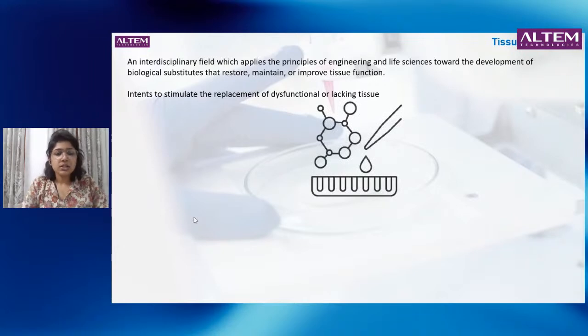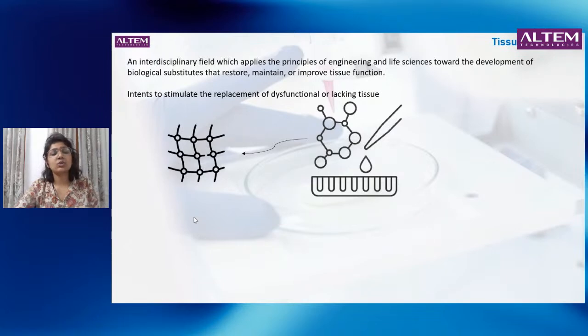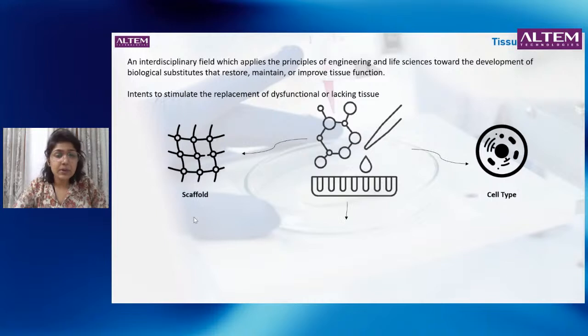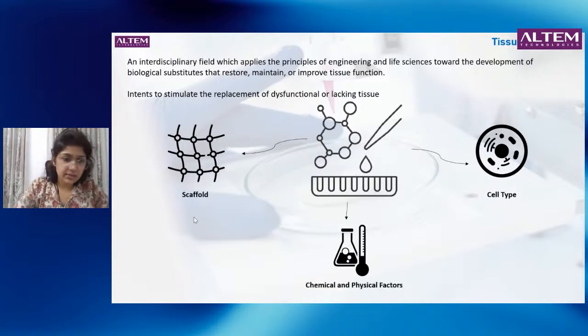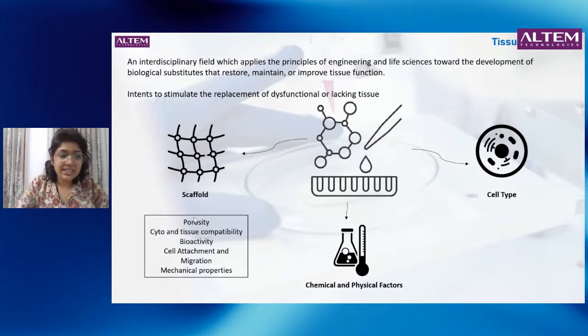So, tissue engineering ideally has a few basic components or functionalities, and that would start with scaffolds, and then it comes with cell type, and then chemical and physical factors. If you're talking about scaffolds, scaffolds are known to provide porosity. They're cyto and tissue compatible. They're quite bioactive. They allow cell attachment and migration, and mechanical properties as well.